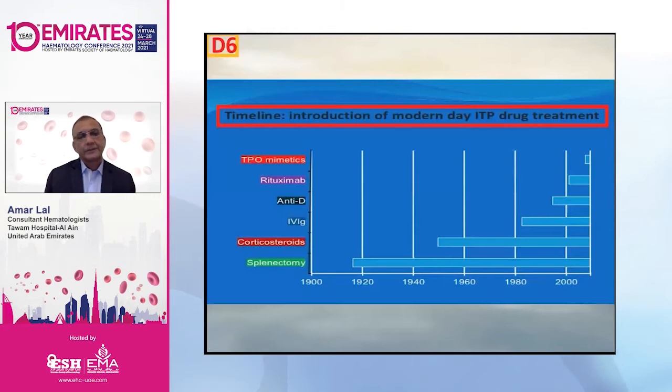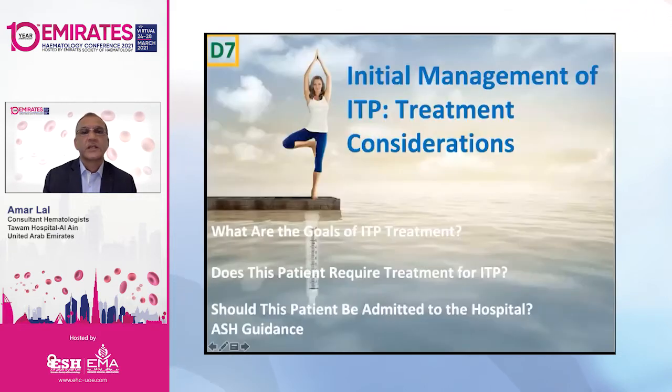Treatment dilemma. The dilemma starts from 1900 with splenectomy, followed by steroids, then IVIG, then anti-D, then rituximab. Now the era of TPO mimetics. Initial management of treatment.